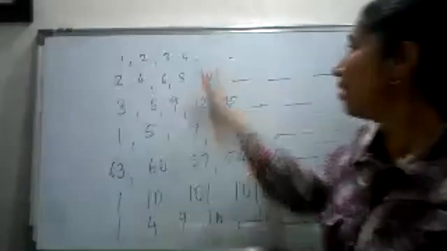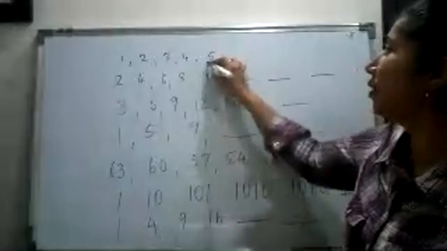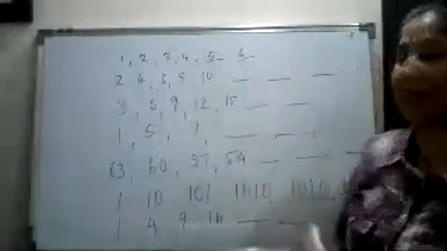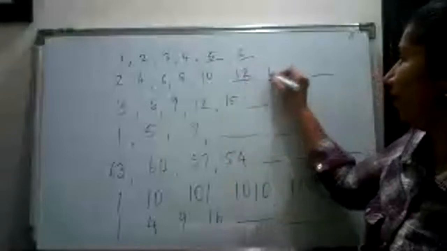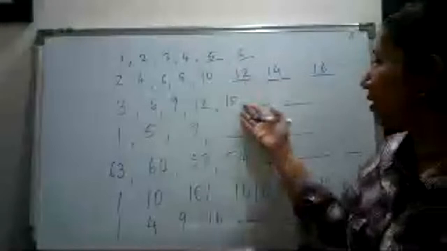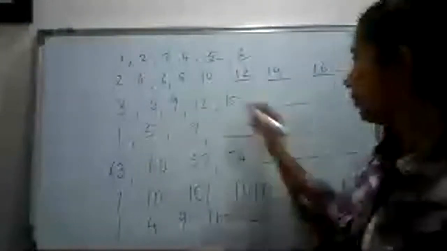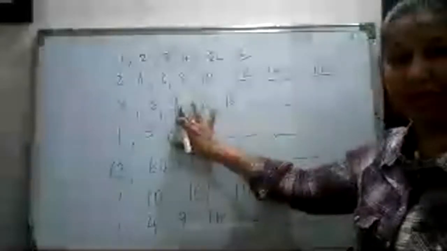If I ask you two more numbers, as you know these are natural numbers, you could write this as 5 and 6. What about here? 2, 4, 6, 8, 10. The next ones would be 12, 14, 16. Similarly, can you guess the next answers here? 3, 6, 9, 12, 15.